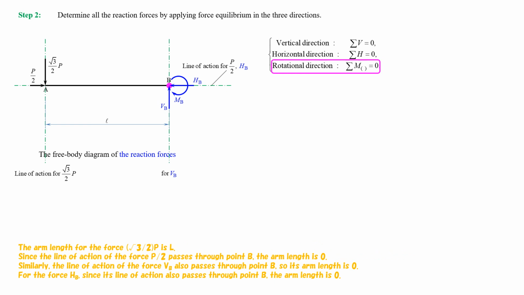The arm length for the force the square root of 3 divided by 2 multiplied by P is L. Since the line of action of the force, the 1/2 of P, passes through point B, the arm length is 0. Similarly, the line of action of the force VB also passes through point B, so its arm length is 0. For the force HB, since its line of action also passes through point B, the arm length is 0.